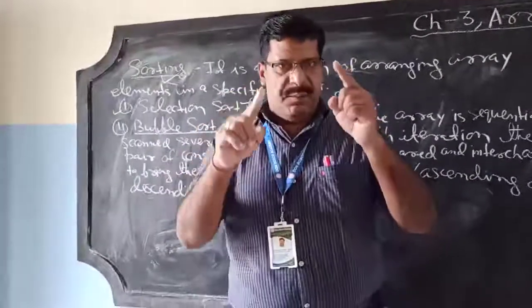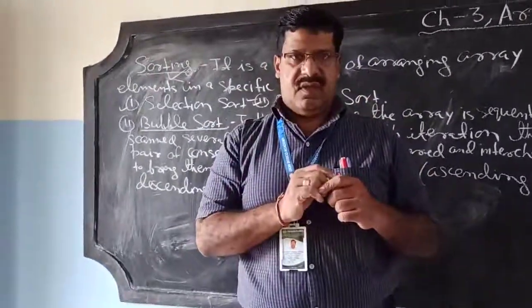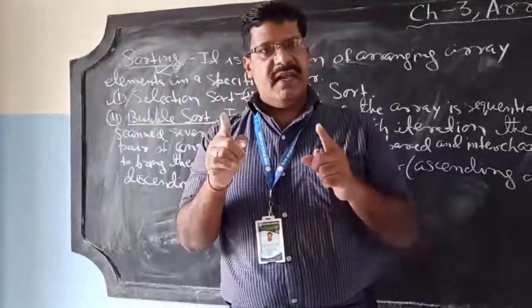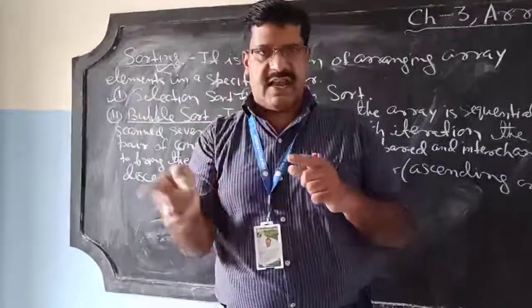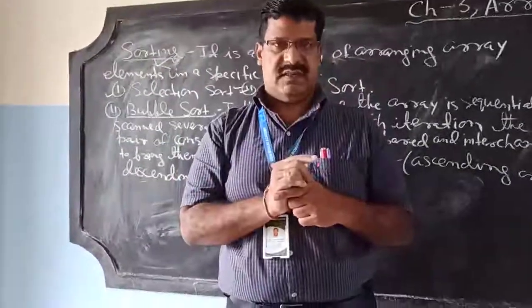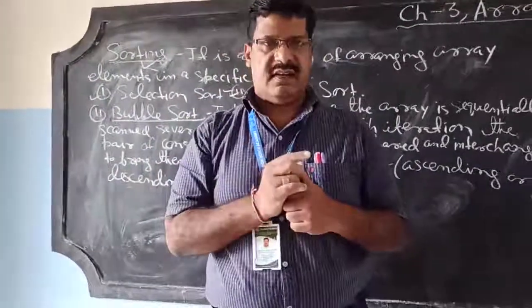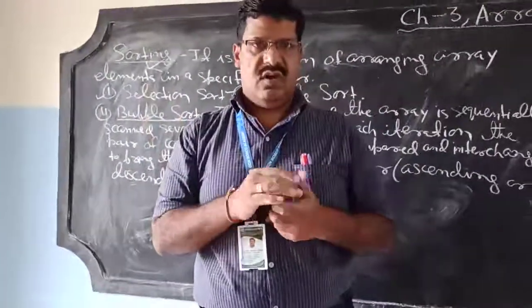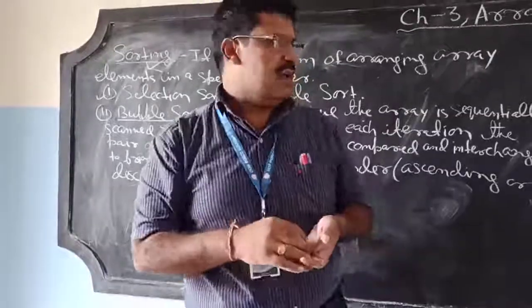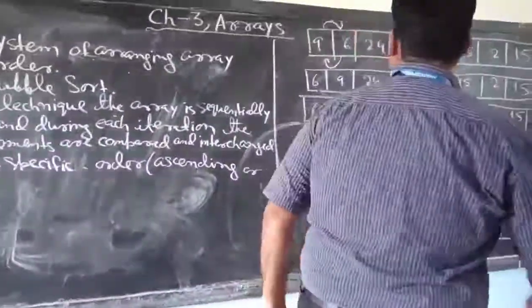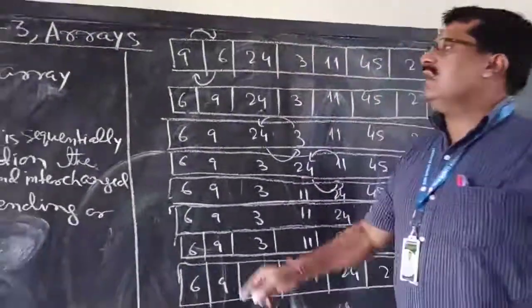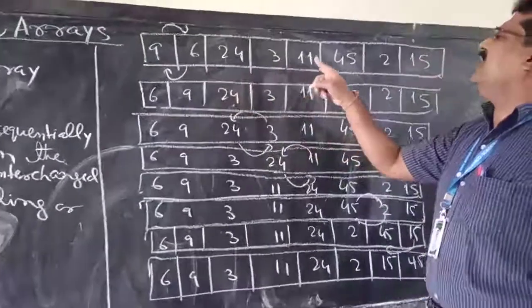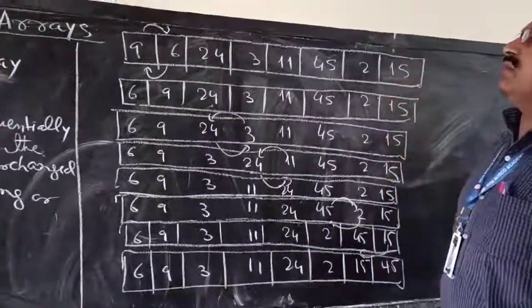So what happens in the bubble sort? The first element is compared with the second. If the second element is smaller than the first one, then the second element comes to the first place. Then the second and third are checked, and this process is continued. The consecutive elements are checked. See this example. Suppose we have an array 9, 6, 24, 3, 11, 45, 2 and 50.